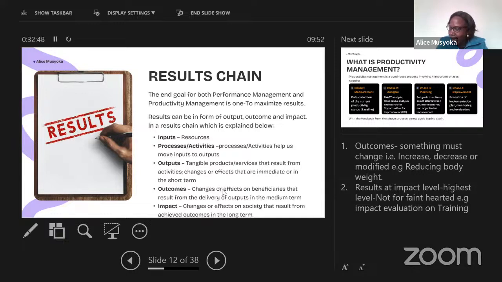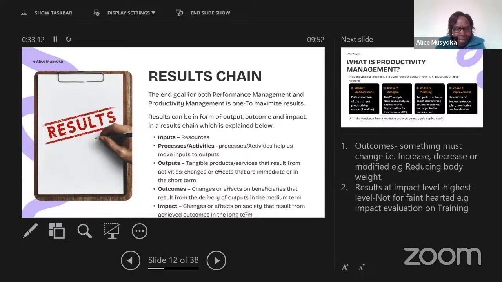Output. And we have said output can be measured in the form of activities, or we can be looking at the customer and as to whether they are satisfied or not. So output.